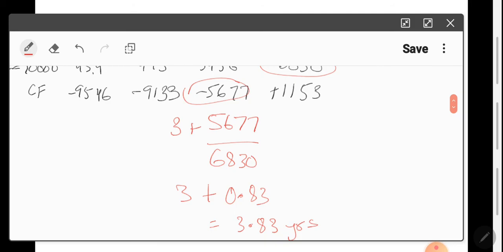Before this, the answer came 3.44 years. So Payback said that you will recover the amount in 3.44 years, whereas discounted Payback said that you will recover the amount in 3.83 years. Because in discounted Payback, the answer will always come more, because over here you incorporate the impact of time value of money.